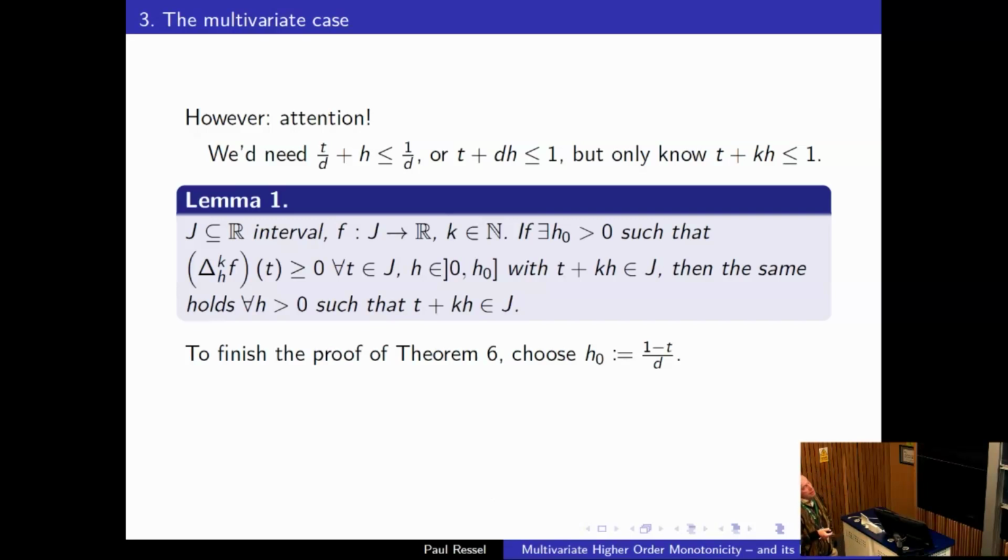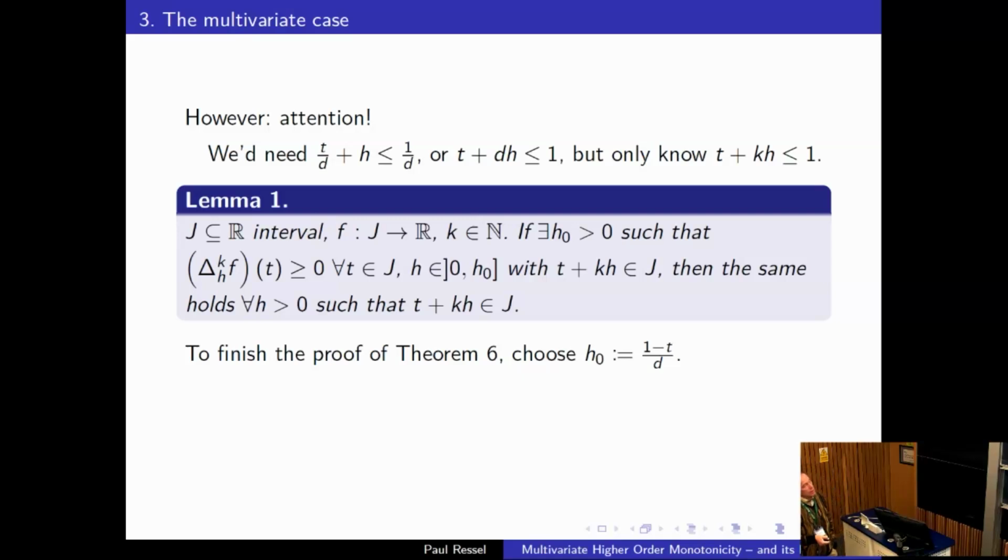Well, there's a lemma which is easily proved. If you have any real interval and a function, and we know that these, we have just a k, a grade k, if there exists a positive number h0 such that these differences are non-negative for every small h between 0 and this given h0, such that it is defined, then the same holds for all h. Not difficult, but important.